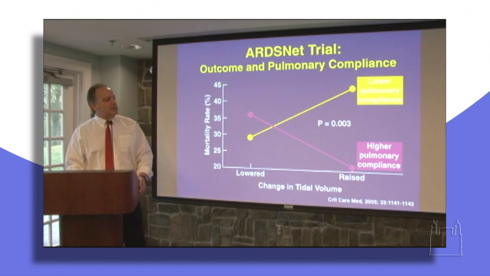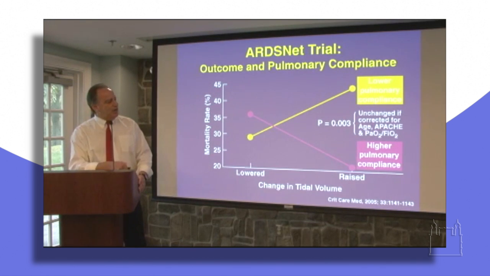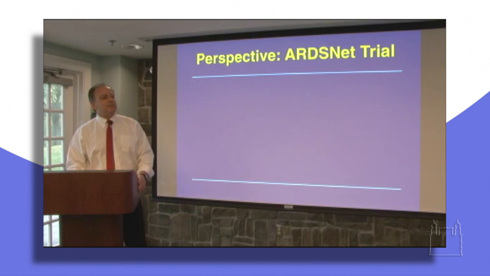And this result is statistically significant and opposite, and unchanged if corrected for age, APACHE, or the level of lung injury. It's a highly significant result. And it shows you that usual care was pretty correct, because the patients who got closest to usual care had the lowest mortality. And those for whom they changed usual care had a marked increase, where they ignored titrated care.